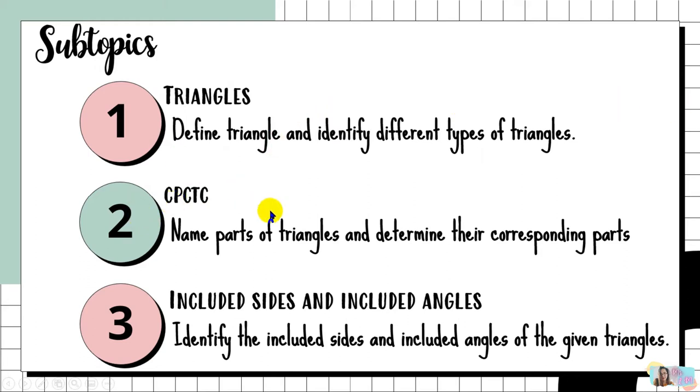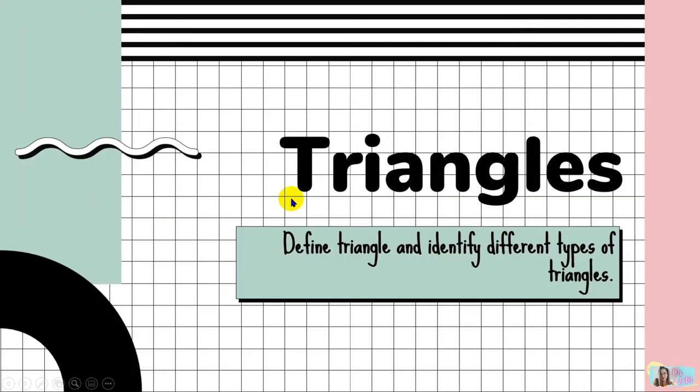The next subtopic is about the CPCTC theorem, and here we're going to name the parts of triangles and determine the corresponding parts. And then for number three, included sides and included angles. Here we're going to identify the included sides and included angles of a given triangle. Having these three subtopics, I think you will be ready for the different postulates about triangle congruence. So now let's begin our topic, and we're going to start with our first subtopic, introduction to triangles.